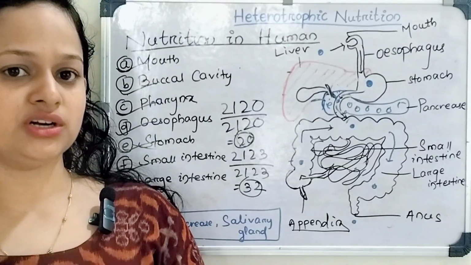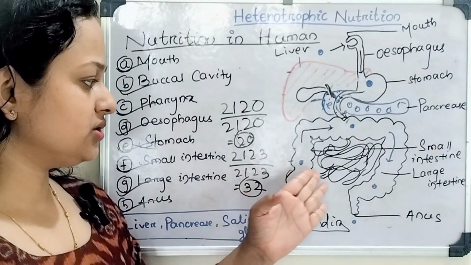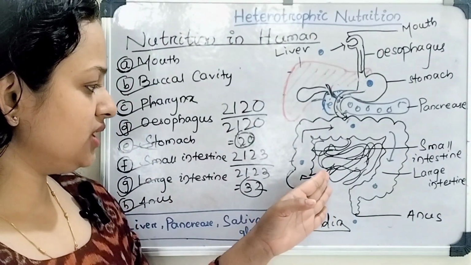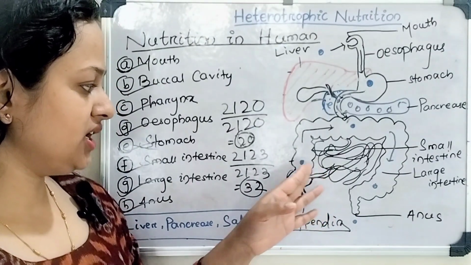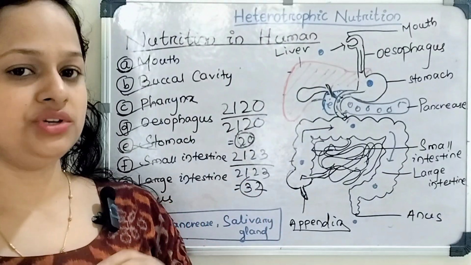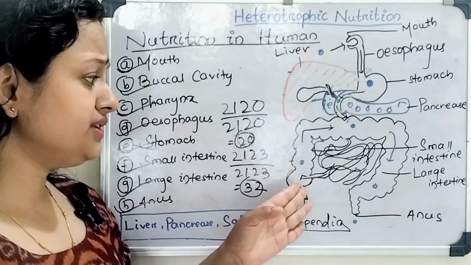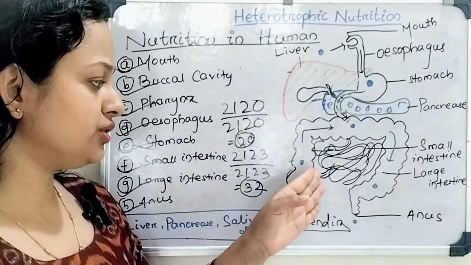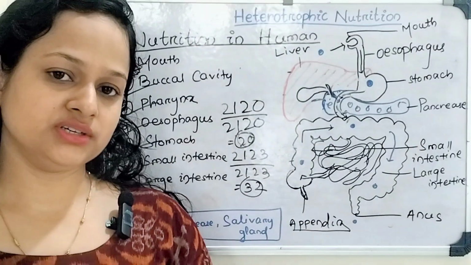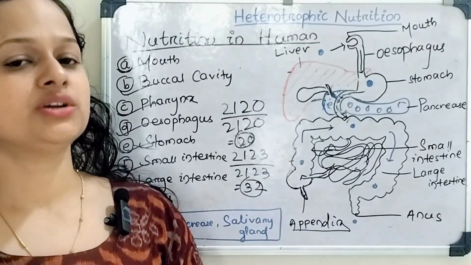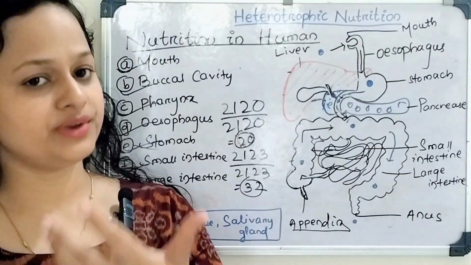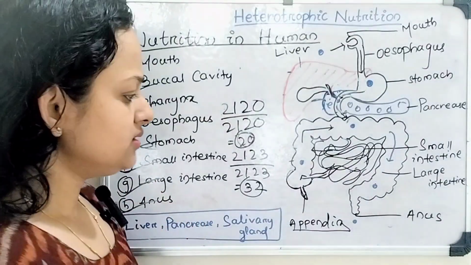There is also a sphincter present between the last part of the small intestine, that is the ileum, and the cecum, and the ileocecal valve is present which guards the passage of undigested food from the small intestine to the large intestine. So in the cecum, water absorption occurs, and also the formation of feces occurs.